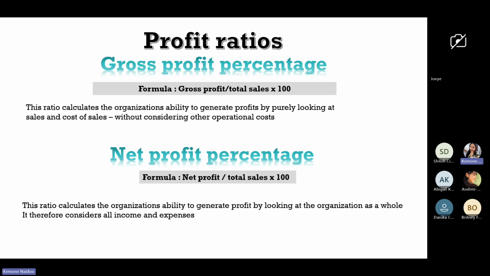Now, gross profit and net profit percentage, they're percentages. So you need to show them as a percentage if you get a question like this. Okay.